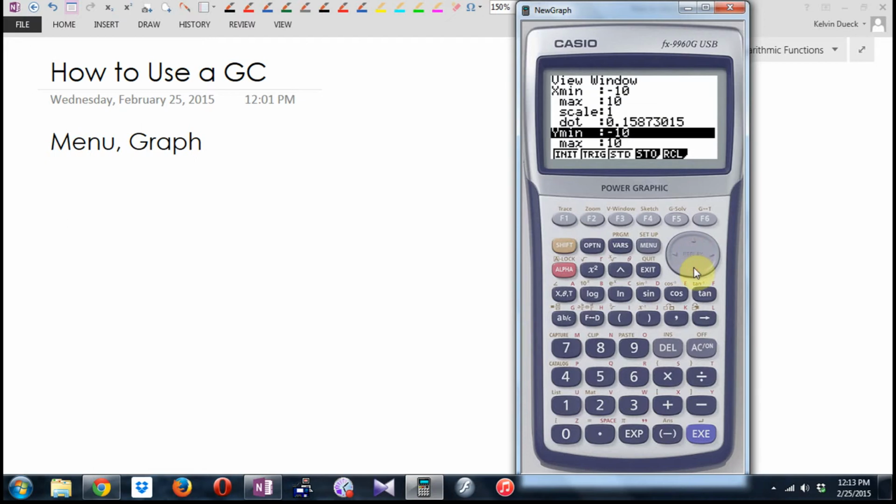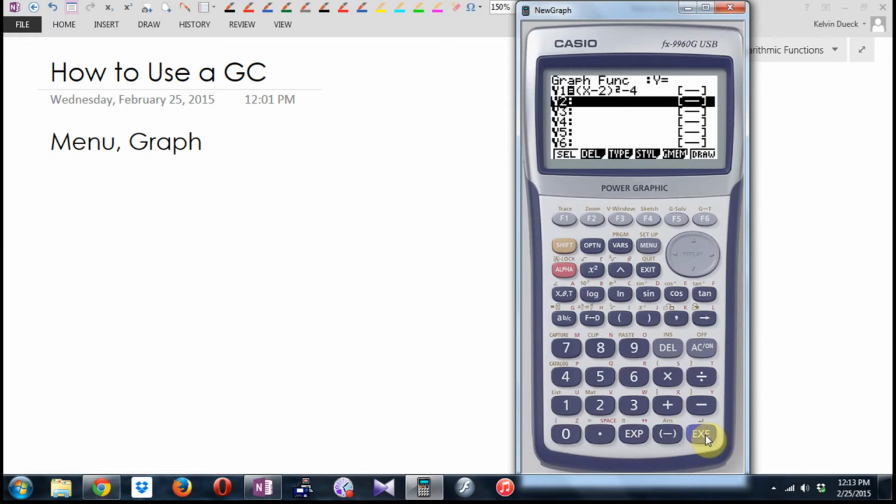Have we changed our view window? Then I think if you hit execute, that gets you back to here. Exit probably does too. Okay?